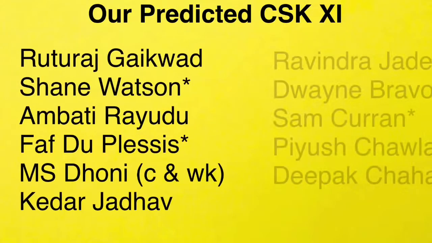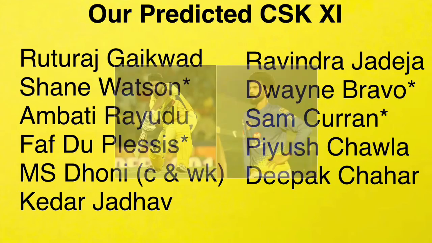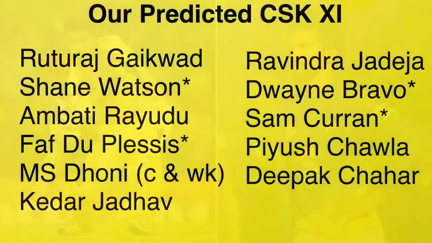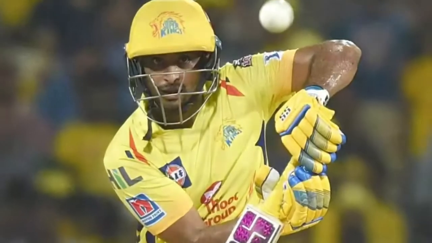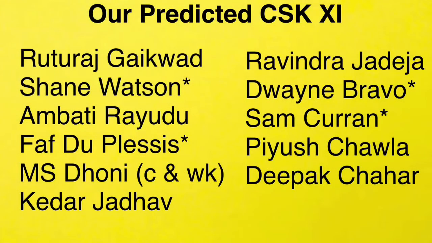Well, I will bring in a few changes in the CSK XI. My first change would be, see, the opening combination is not working. Murli Vijay has to be dropped, has to be chopped. So I am going with Ruturaj Gaikwad opening the innings with Shane Watson. At number 3, I would keep Rayudu, and then Faf, Mahendra Singh Dhoni, Kedar Jadhav, Jadeja.